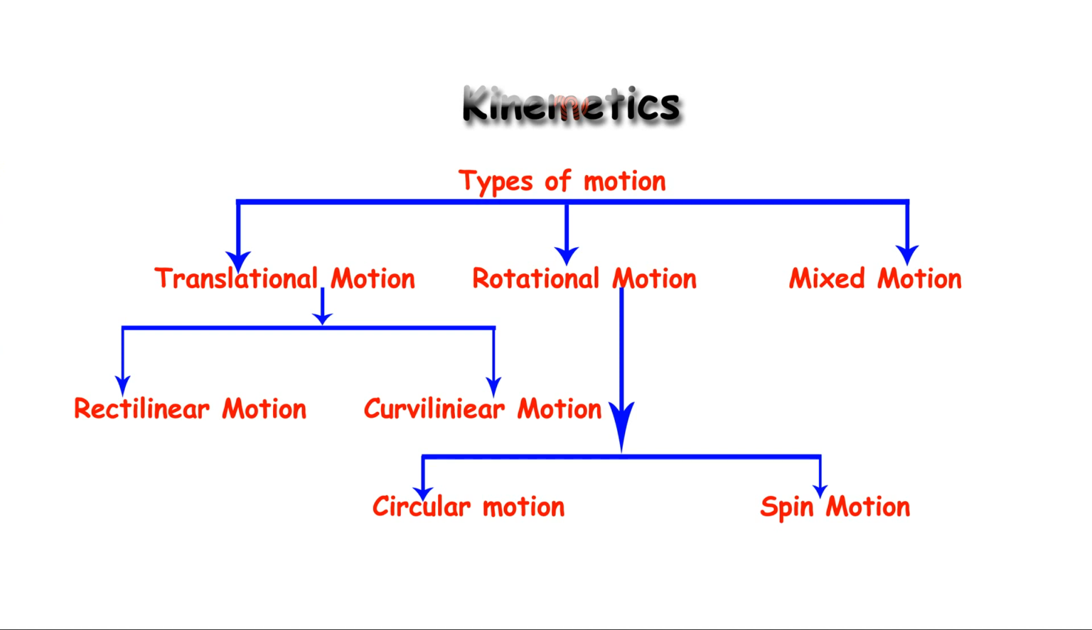Now, if we try to classify kinematics, then we can find there are three major parts: the translational motion, the rotational motion, and the mixed motion. The translational motion is going to be classified into two more parts, one rectilinear motion and number two the curvilinear motion. The rotational motion is going to be classified into two more parts, one circular motion and number two the spinning motion.